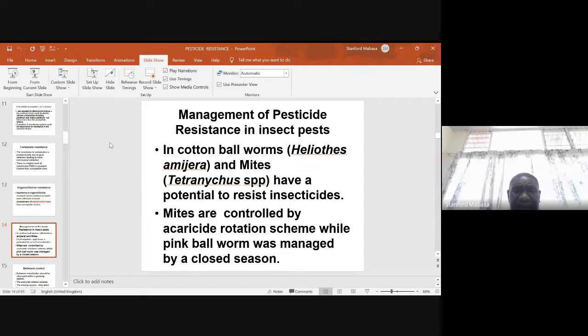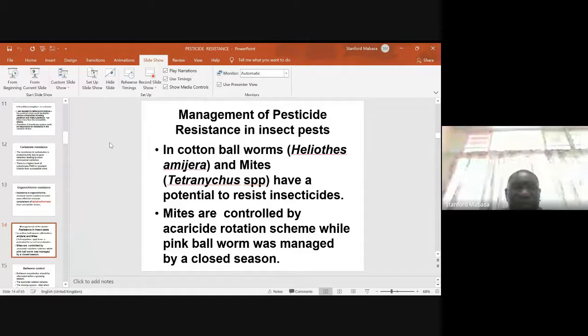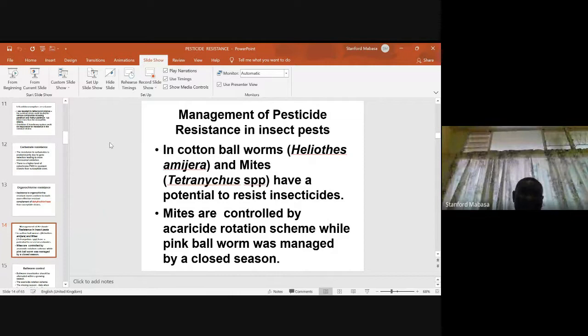Now, in Zimbabwe, we've got examples, especially in cotton, where resistance was actually still being managed in cotton pests. Now, in cotton, bollworms, Helicoverpa armigera, and mites, Tetranychus species, these pests have potential to resist insecticides. Now, mites are controlled by an acaricide rotation scheme, where the pink bollworm was managed by a closed season. I will explain these.